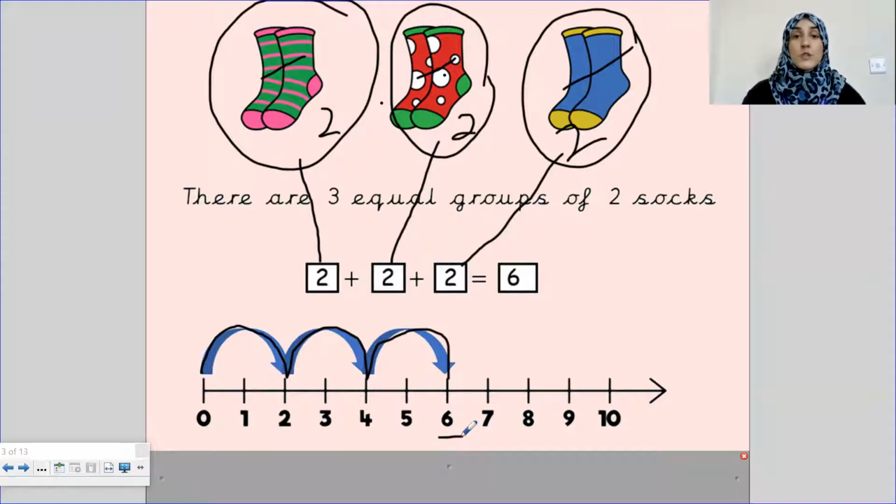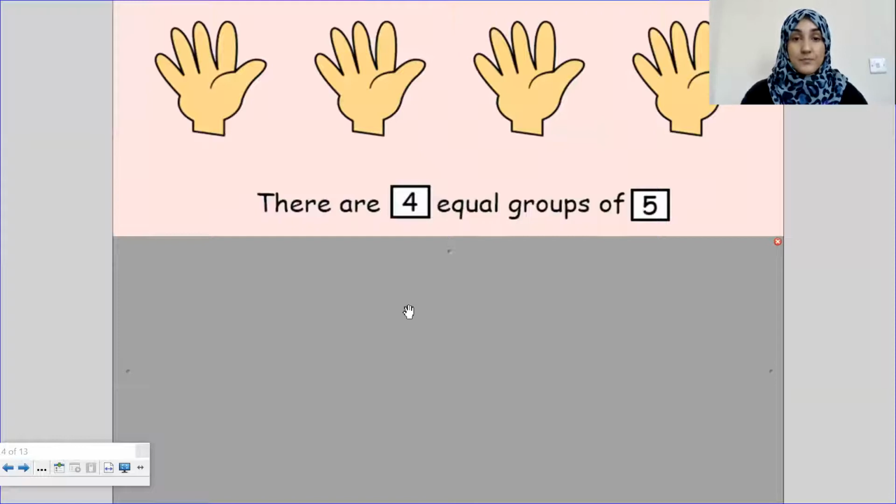Or 3 lots of 2 equals 6. Well done. Let's move on to our next example. Okay, here I have, can you see the last hand? Let me make myself a bit smaller.